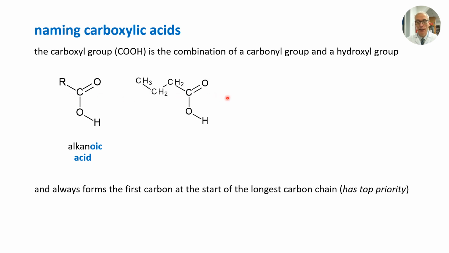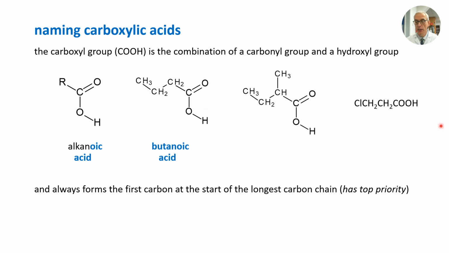Try naming this carboxylic acid. So I will reveal. This is butanoic acid. So carbon number 1, 2, 3, 4, 4 carbons in the chain, butanoic acid. I'd like you to name these two examples. Come back when you're ready to check your answer.